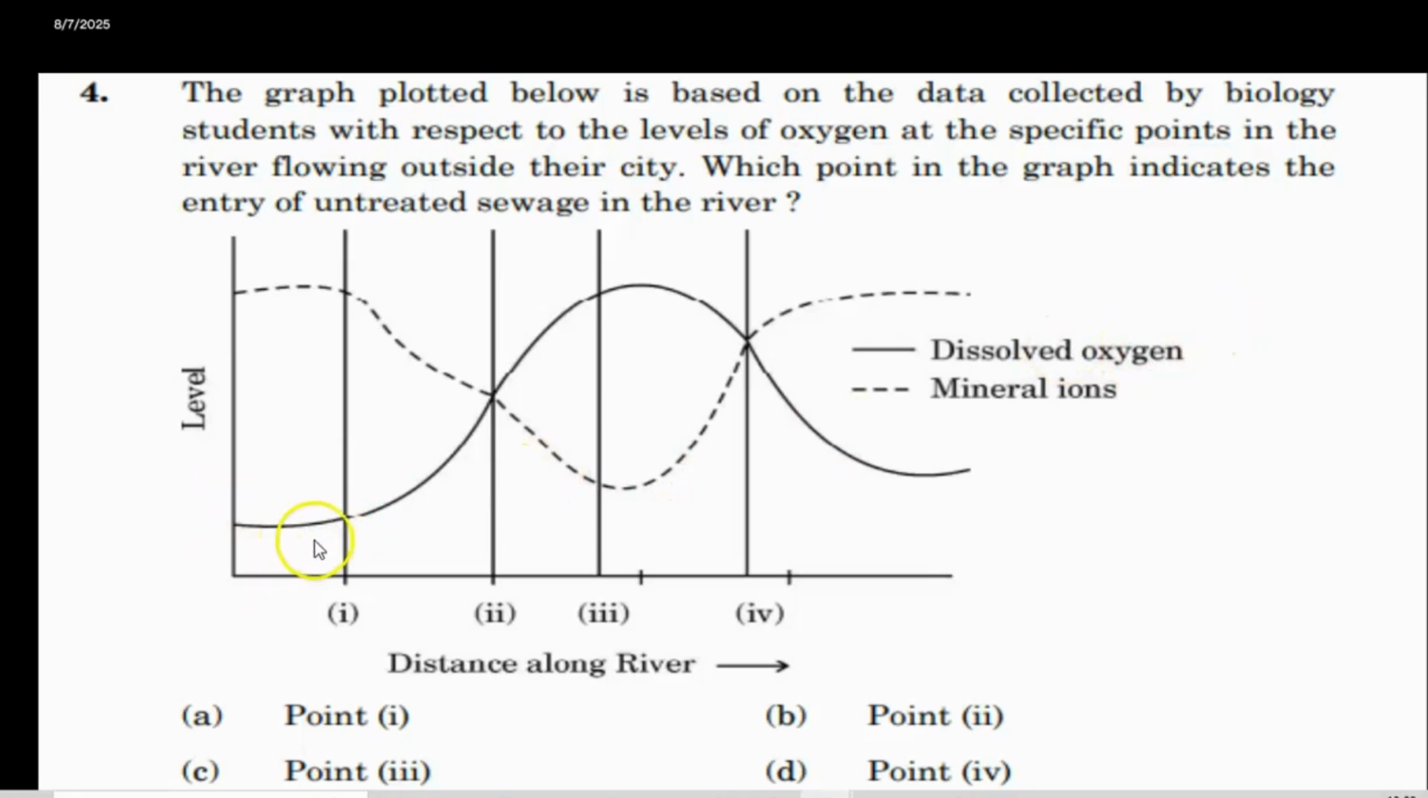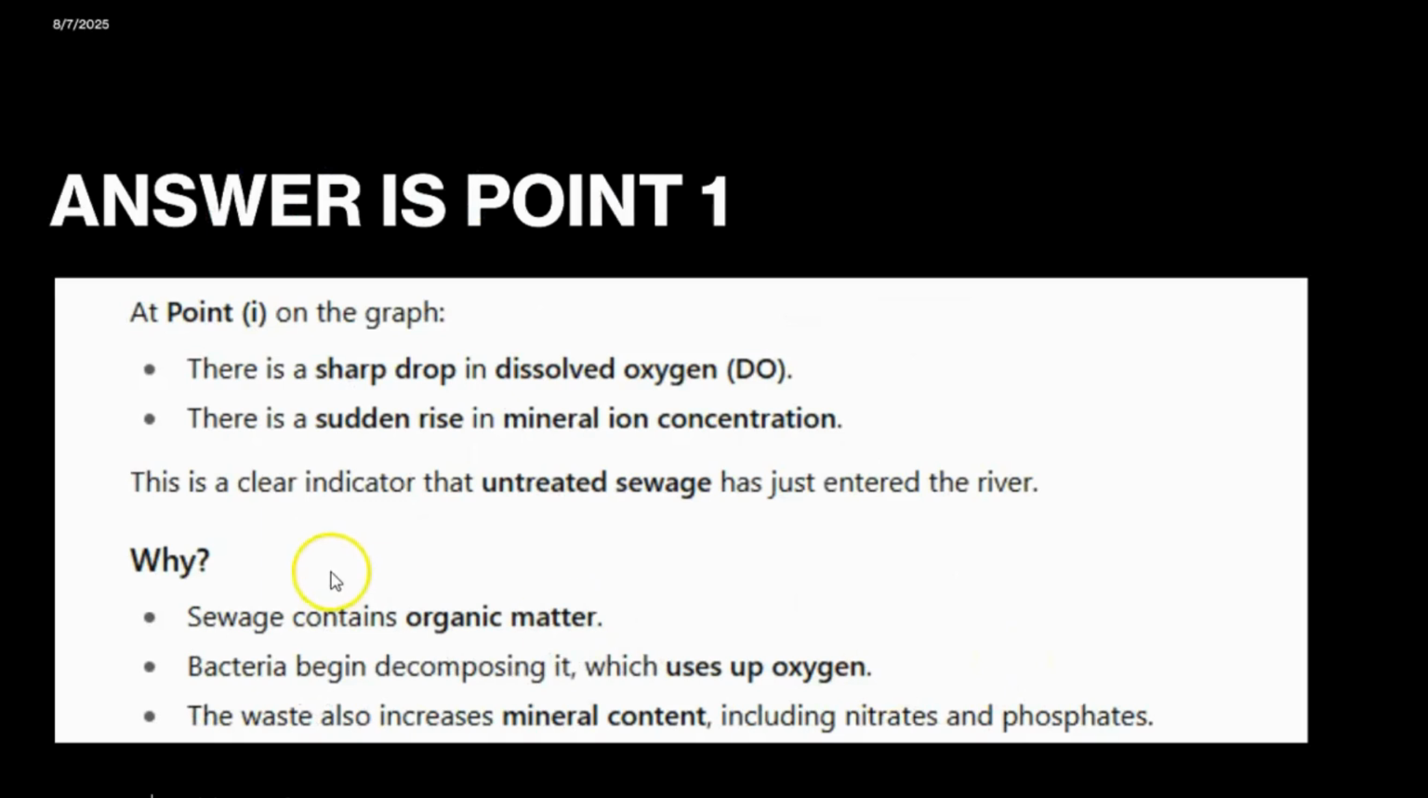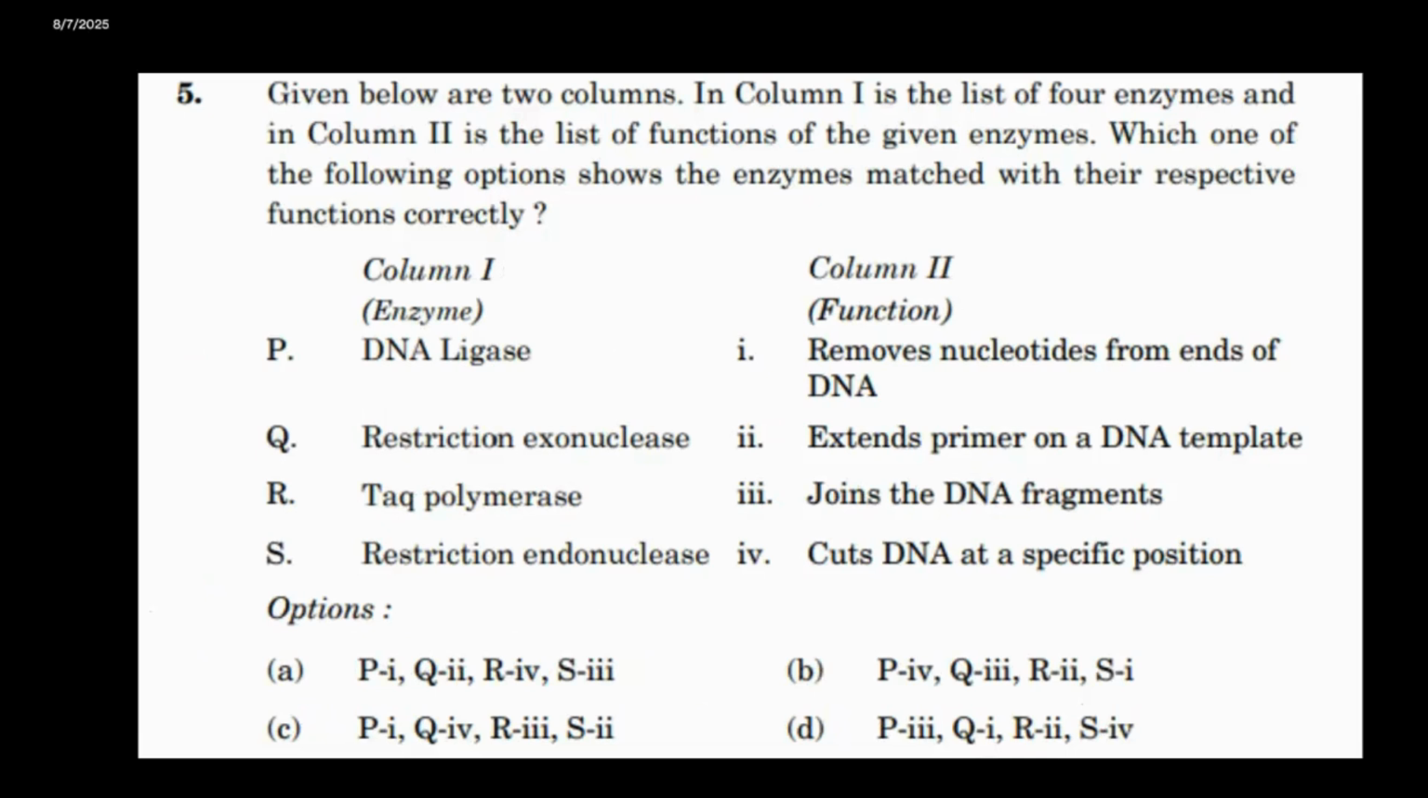Dissolved oxygen is less here, mineral ion is high over here. So which point in the graph indicates entry of untreated sewage? Untreated sewage means it's simply polluted water. That is point 1. The answer is point 1. So you can see in point 1, dissolved oxygen is very low and there is a sudden rise in mineral ion concentration. The written notes explaining the question are given here. Take a screenshot of it.